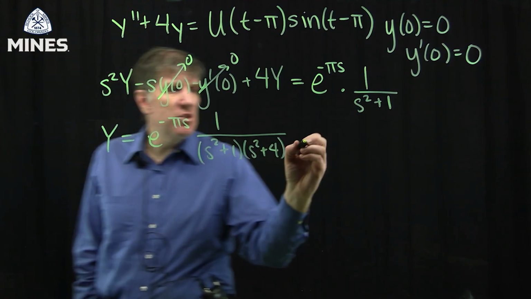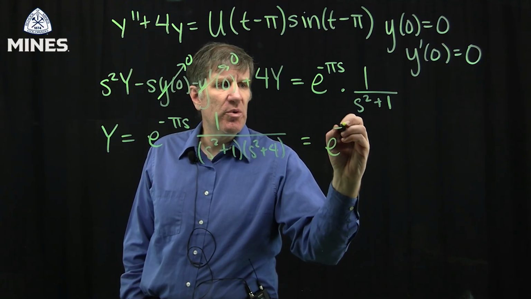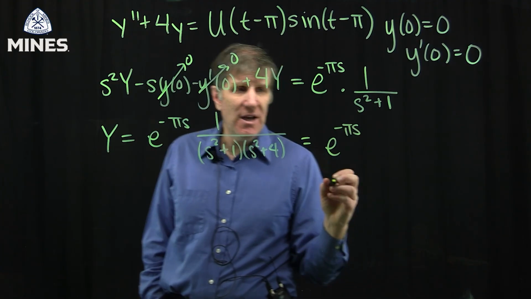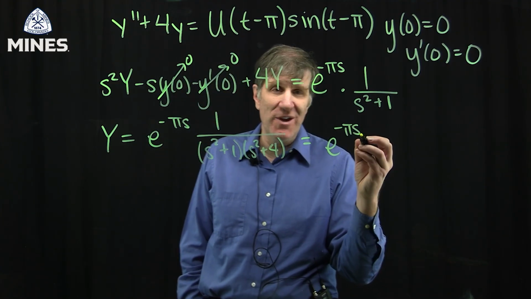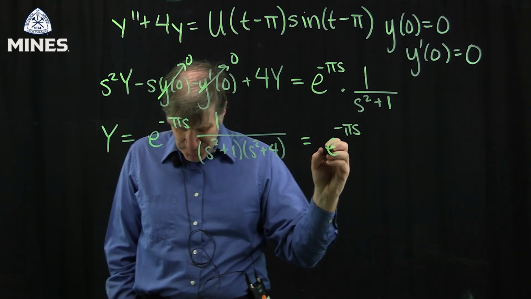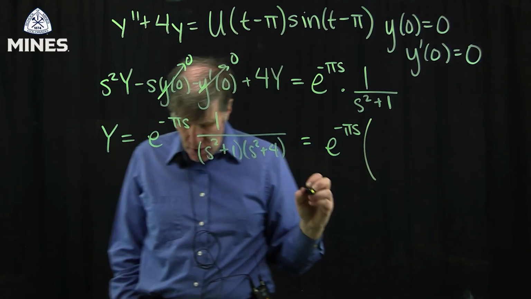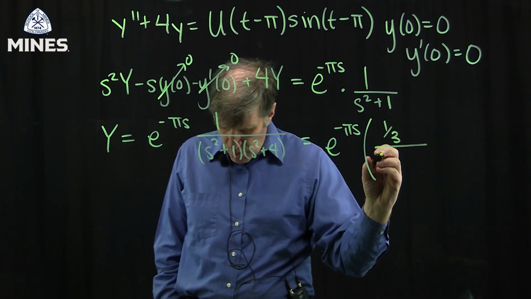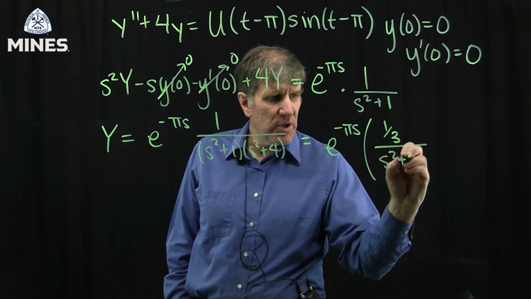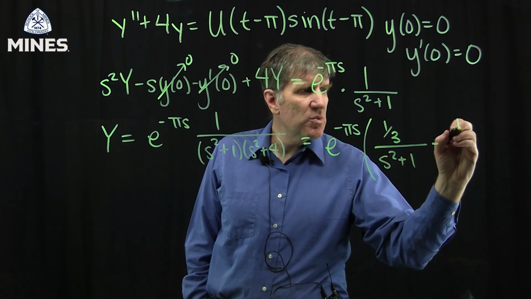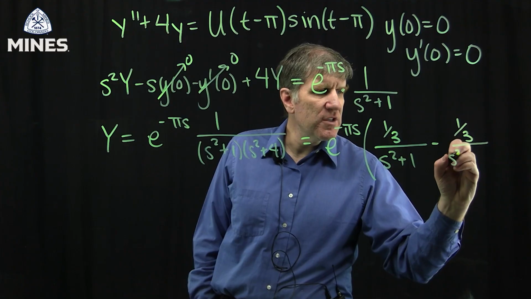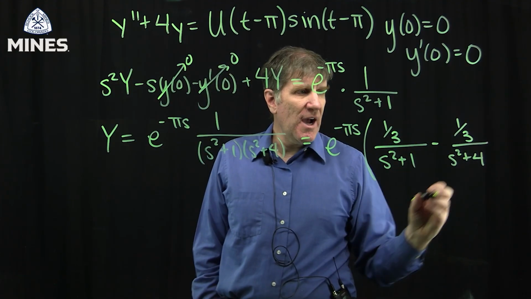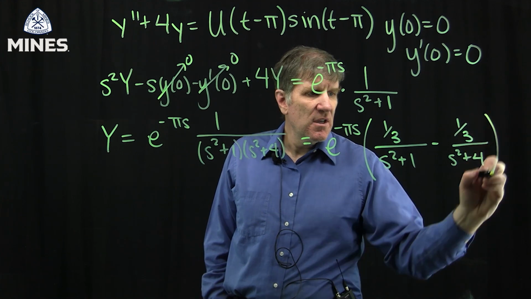I am going to do that and show you the result. We've done a lot of partial fractions in class. We'll be doing more with every homework problem. I'm not going to spend the time in this video to show you the partial fraction decomposition. I'm going to show you the result. We get 1/3 over s squared plus 1 minus 1/3 over s squared plus 4. And that's just how the partial fractions work out in this case.